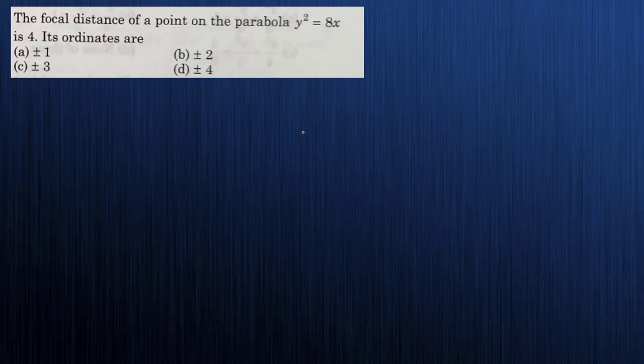Next, the focal distance, see again the focal distance, just now we have seen the focal distance. The focal distance is always equals to what? It is a plus x1. Okay, so the focal distance of a point on a parabola y square is equals to 8x is 4, then its ordinates are, ओके देखो भाई पिक्चर निकालता हूँ, देखो इधर ये अपना पैराबोला है, ओके ये अपना फोकस है, सो ये डिस्टेंस 4 है बोल रहे वो, this is the given.